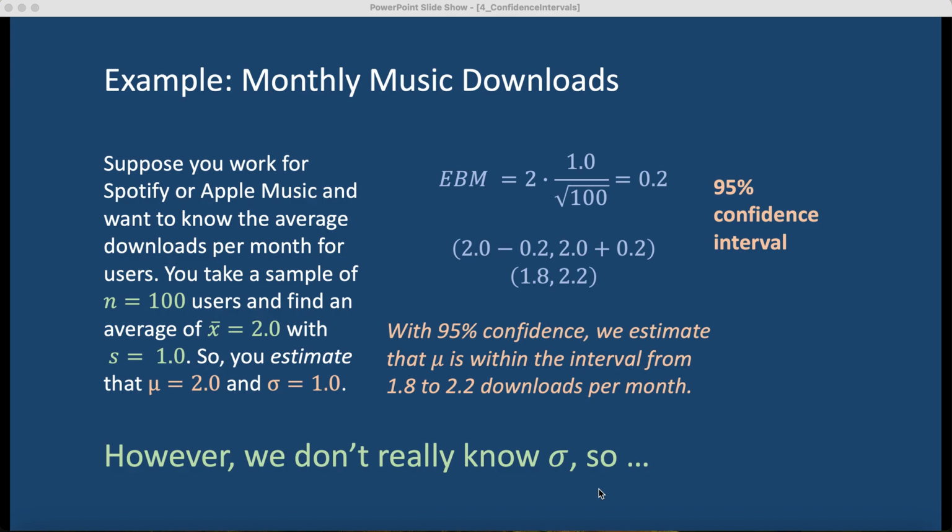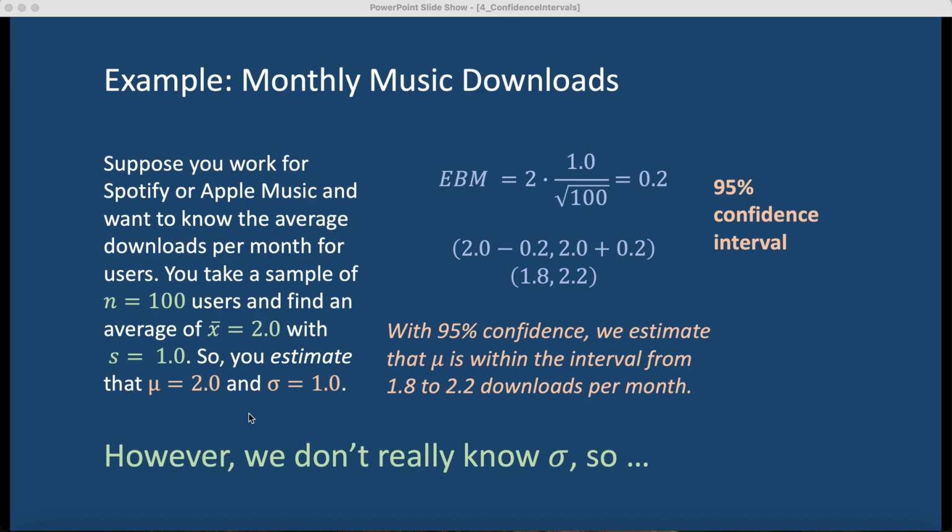In this particular case, we have a sample of 100 and we find an average of 2.0. So sample size n equals 100 and the sample mean is 2.0. In that sample, we find a standard deviation of 1.0. So what we would estimate is that those values correspond to the whole population: the population mean is 2.0 as well, and the population standard deviation is also 1.0, just like the sample. We use the sample to estimate the population.